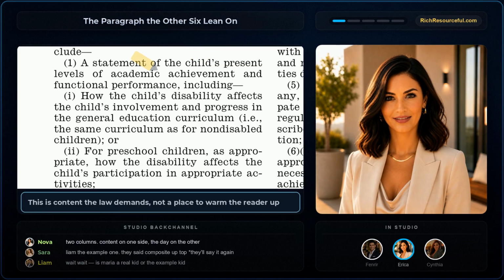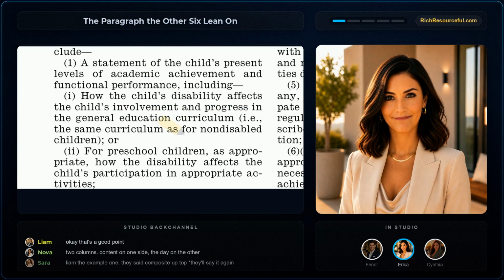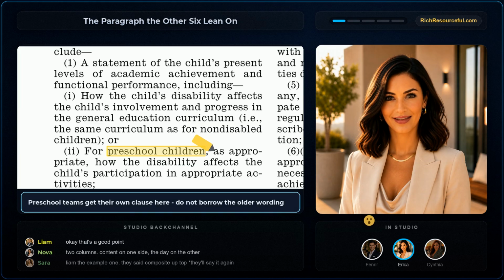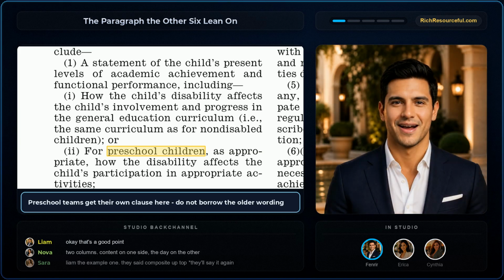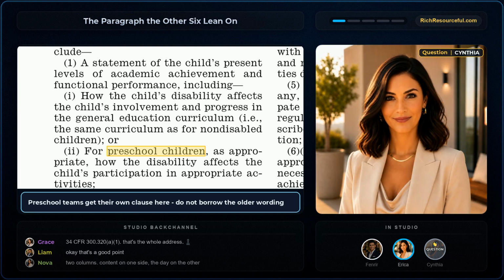Read the actual print. A statement of the child's present levels of academic achievement and functional performance, including how the disability affects involvement and progress in the general education curriculum. That word does enormous work. Preschool swaps that clause. Participation in appropriate activities. Same job, different words. Take that swap seriously. A preschool team borrowing the general curriculum wording describes a curriculum the child isn't enrolled in yet. The regulation gave them their own sentence.